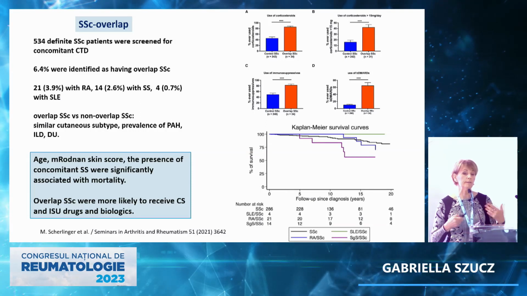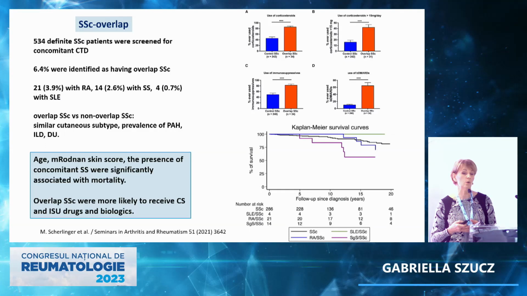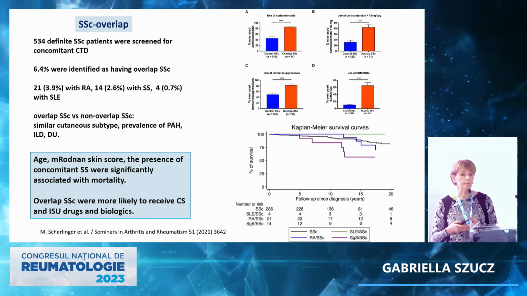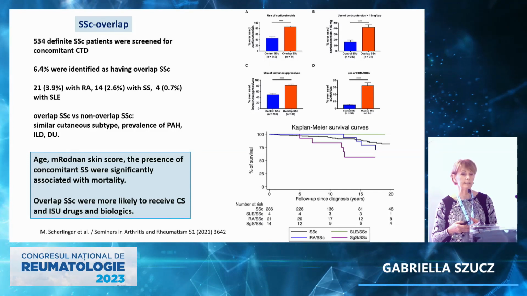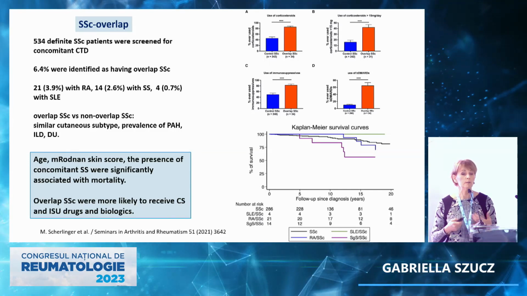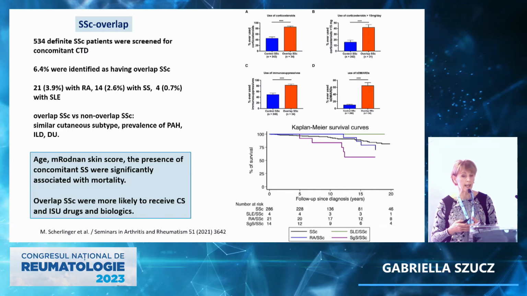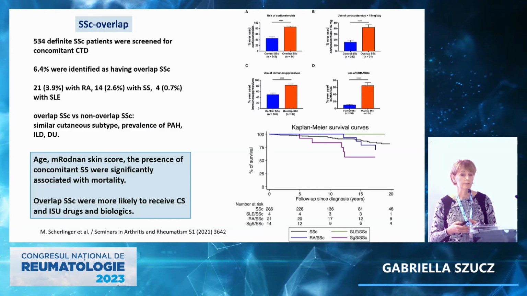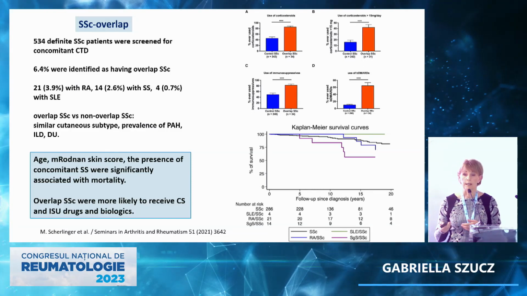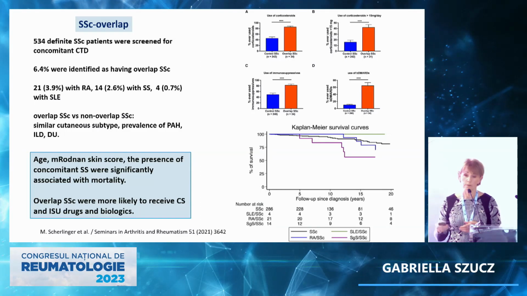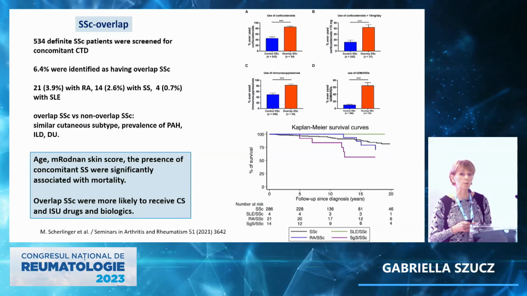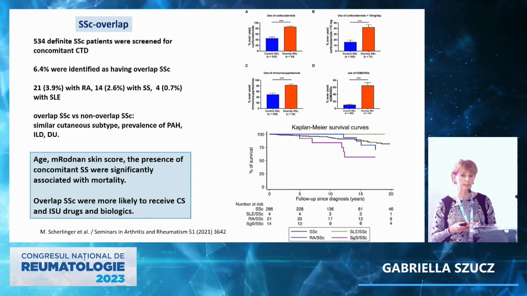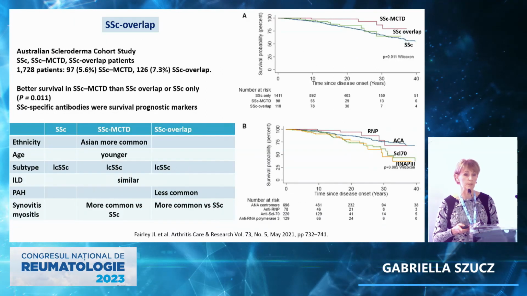And it shows that the age-modified Rodnan score and the presence of concomitant Sjögren's syndrome were significantly associated with mortality. And overlap systemic sclerosis patients were more likely to receive corticosteroids, other immunosuppressive drugs and biologics. And you see here the survival rate, which shows the difference between the different overlapping groups.